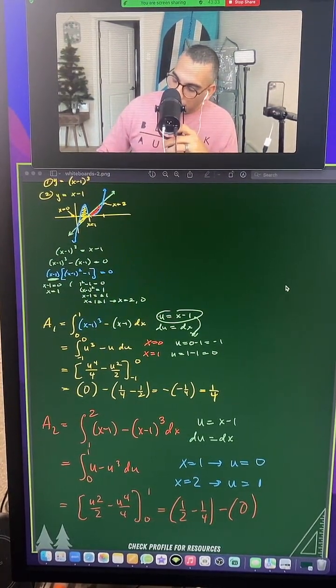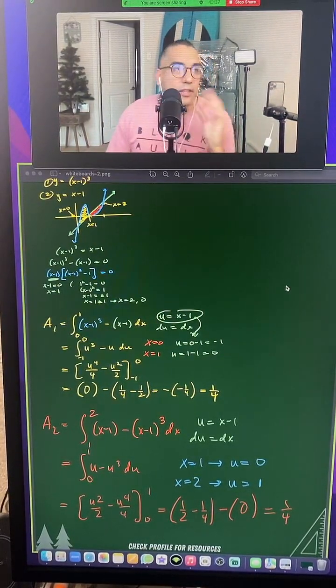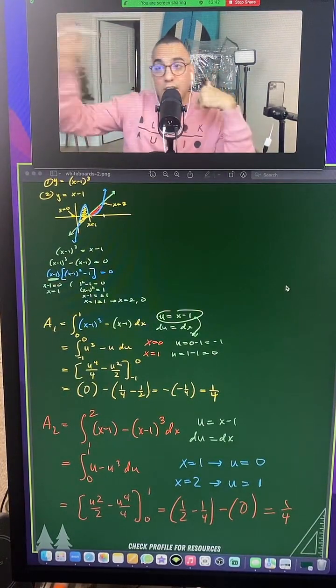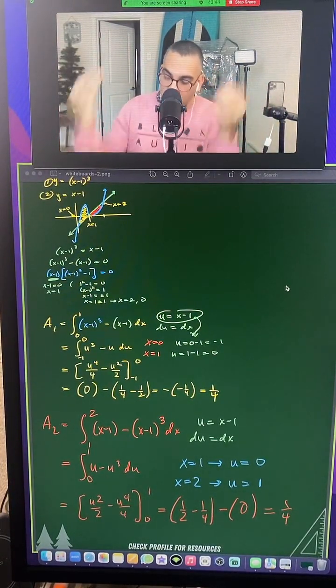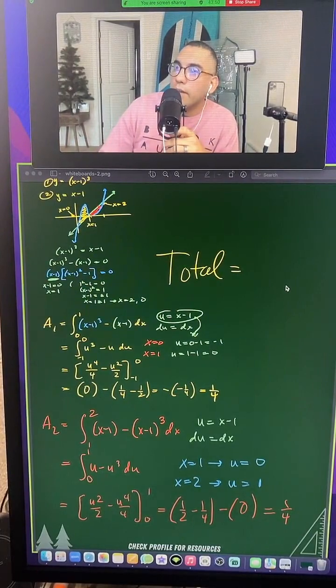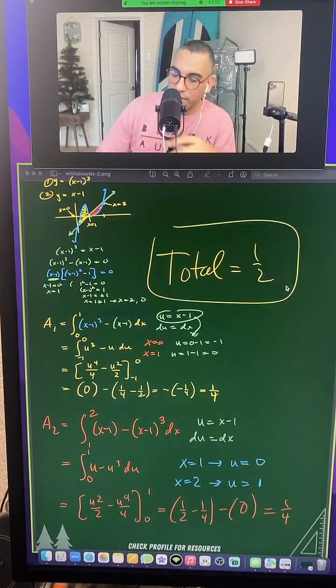Awesome. So the area is going to be 1/4. And just like Mathner had said, these functions, the area 1 and the area 2, were literally just the same functions. I think they were just inverted, but they both have the same area. We have 1/4 and 1/4. So our total area is 1/2. Let's go. 1/2.